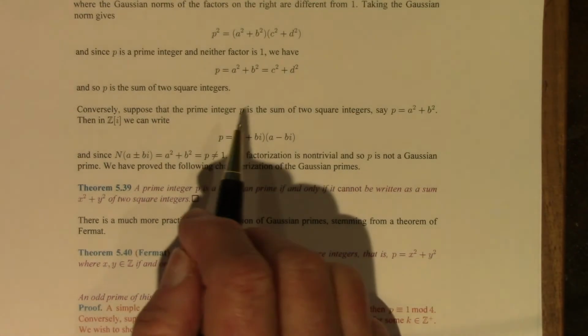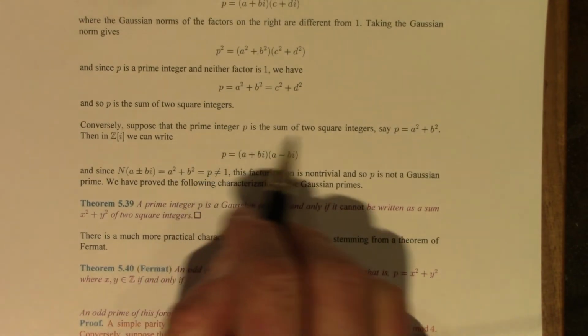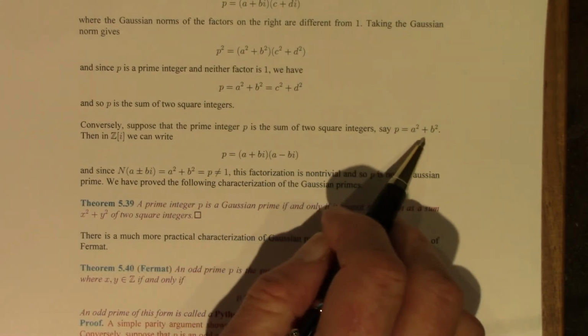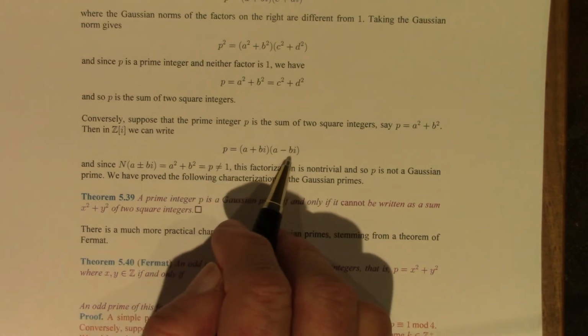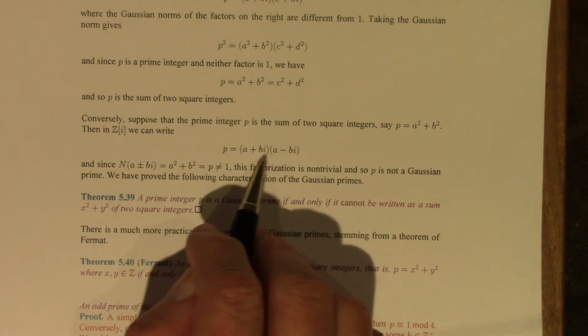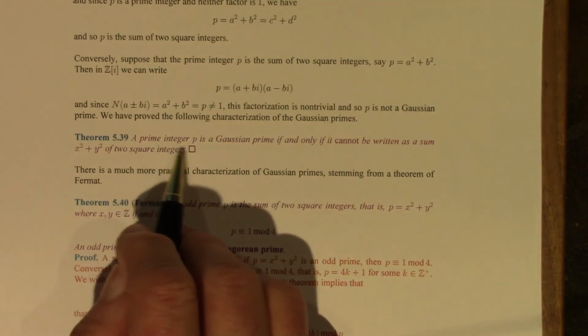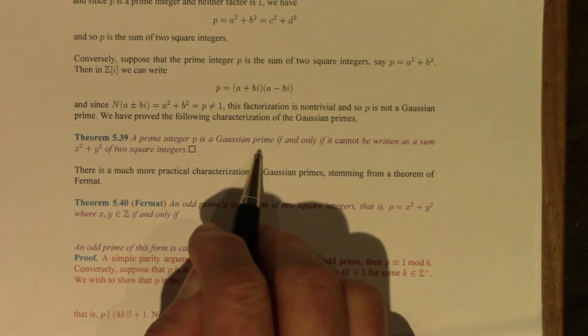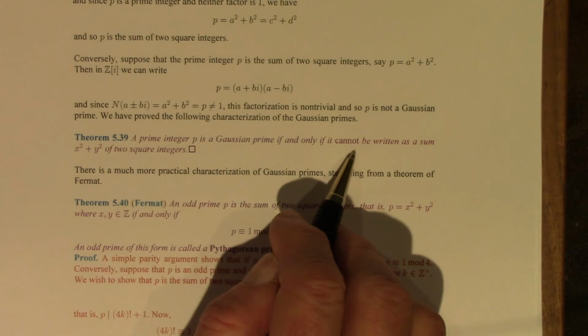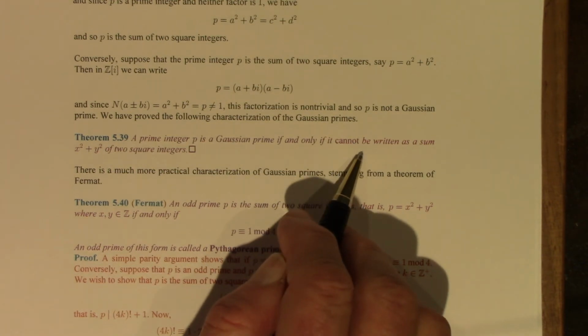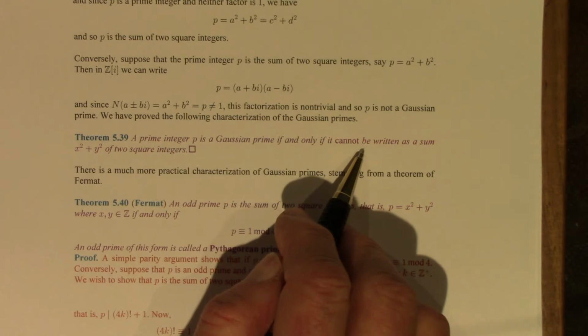Conversely, if a prime integer is the sum of two squares, say p equals a squared plus b squared, then we can easily factor it over the Gaussian integers in a non-trivial way. So we have shown that a prime integer p is a Gaussian prime if and only if it cannot be written as a sum of two squares, two square integers. Okay, so that's a complete characterization of the prime integers, or I could say the integers, that are Gaussian primes.